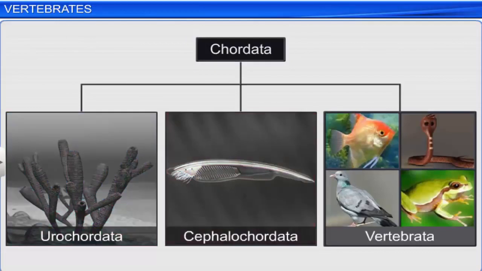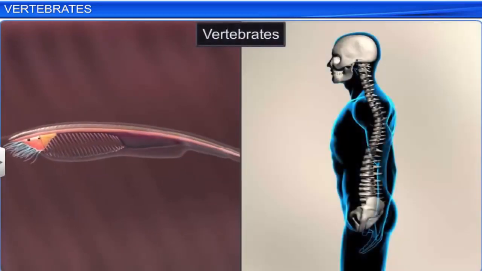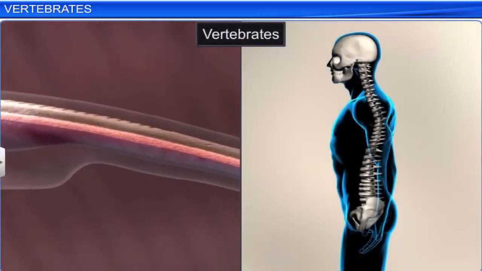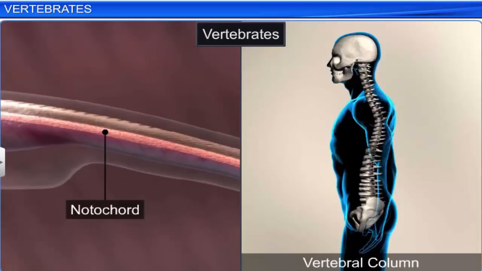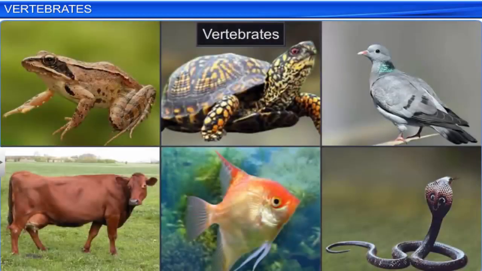The subphylum Vertebrata is classified under phylum Chordata. This phylum includes animals with a notochord in the embryonic stage, which is later replaced by a vertebral column. Hence, all vertebrates are chordates, but all chordates are not vertebrates.